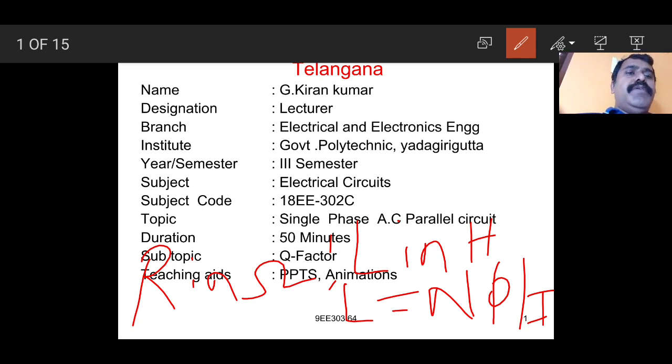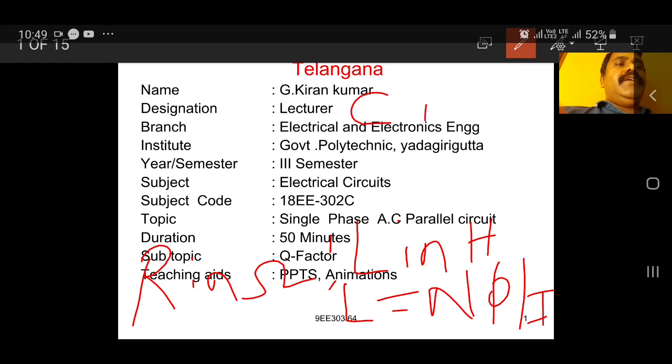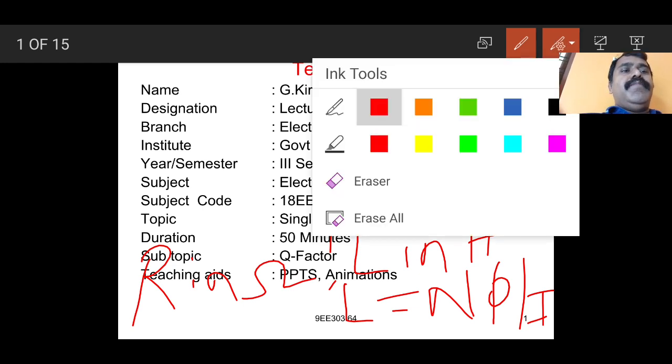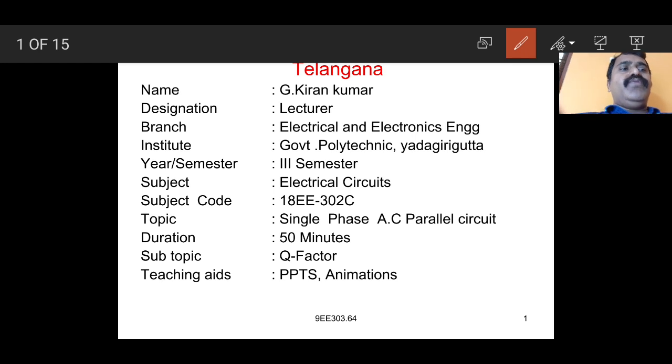One more parameter is the capacitance. The capacitance is defined as the storage of electrical energy in the circuit. It is indicated by the letter C and measured in farads, F. So C in farads, R in ohms, L in Henrys. All three parameters are connected in parallel, where single phase voltage is applied. Here we will study the Q factor of the parallel circuit.